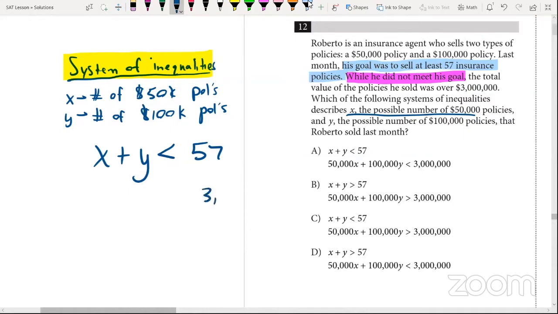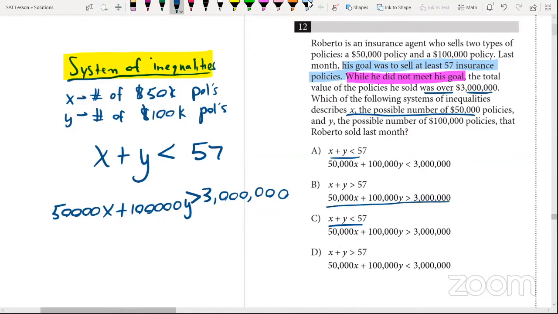But the value of what he sold, which is our price times quantity statement, is our amount of money. So 50,000 times the number of 50,000 plus 100,000 times the number of 100,000, that was definitely over 3 million. So it was greater than 3 million with no tricks there. So X plus Y is less than 57, and 50,000X plus 100,000Y is greater than 3 million, which is this or this. So the answer that has them both for number 12 is going to be C.